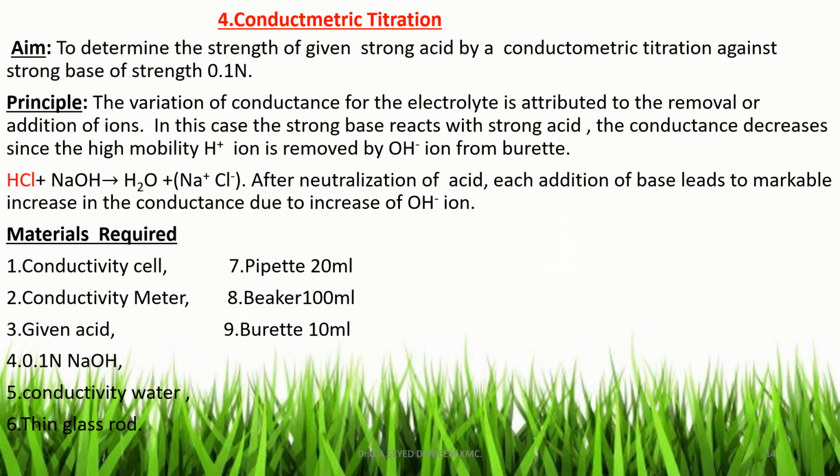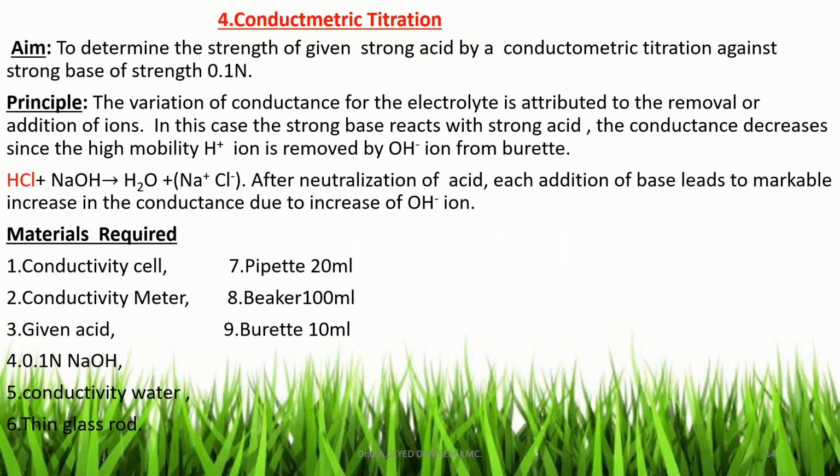In the case of strong acid, the conductance value is high due to high mobility of H plus ion. If we take HCl, due to the high mobility of H plus ion, the conductance value is high. So on adding sodium hydroxide to the HCl acid, H plus ion is removed, and due to removal of H plus ion, the conductance value is decreased. After the complete neutralization of HCl, on adding sodium hydroxide, the OH minus ion increases, and due to the increase of OH minus ion after neutralization, the conductance value is increased sharply.